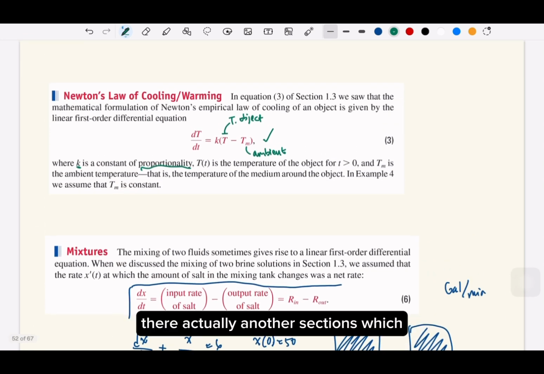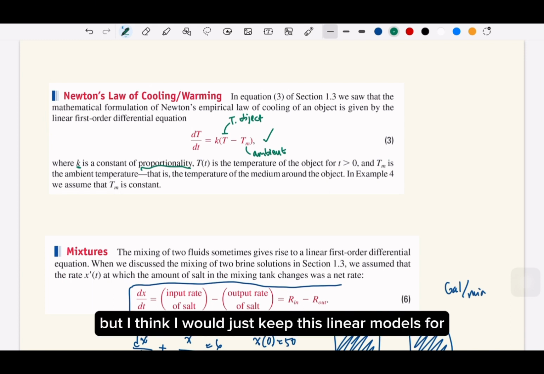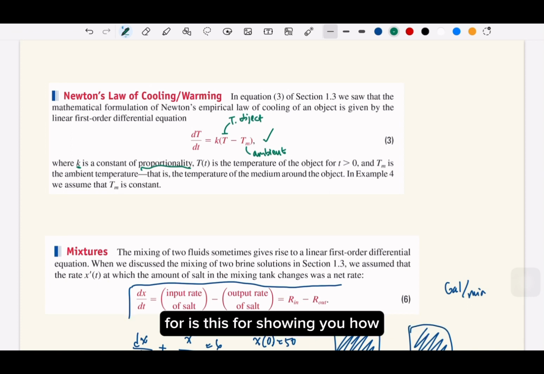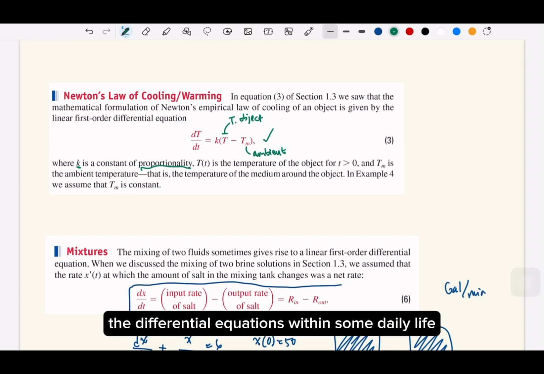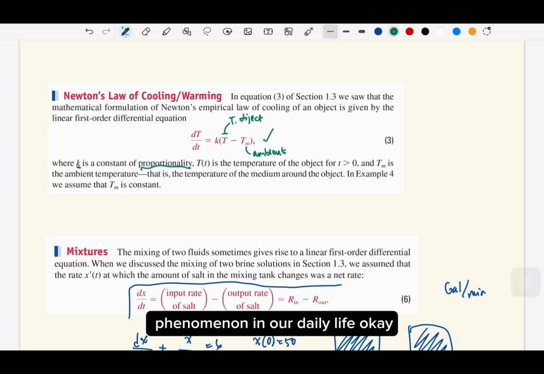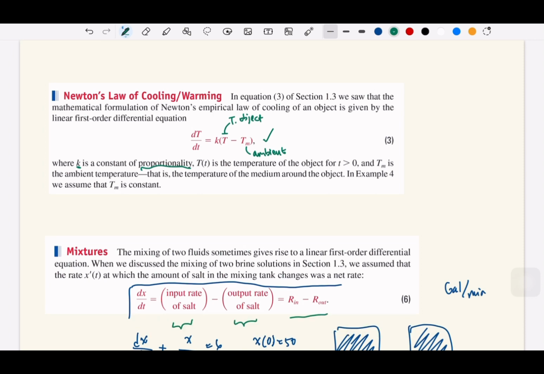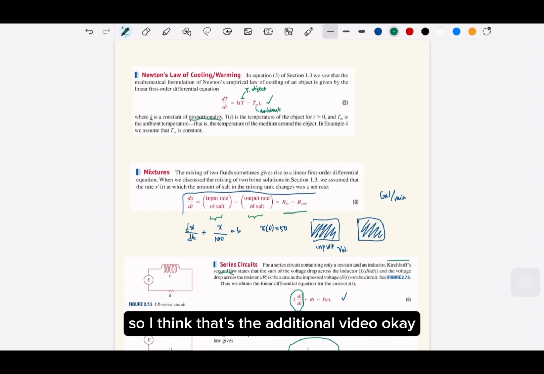Okay, there are actually other sections which describe nonlinear models, but I think I will just keep to linear models, just to show you how we apply differential equations within some daily life, or even some physics or chemical phenomena in our daily life. Okay, so I think that's the additional video.